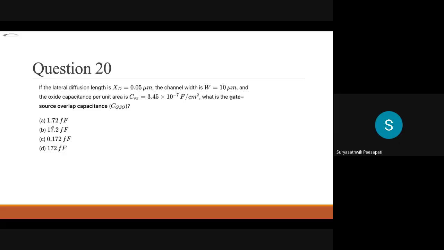Cox into W into XD, ma'am. It is the formula for it, ma'am. Okay, so which one is the right option? Option A, ma'am, 1.7. 1.7? Just a minute. So others also try, then we are going to calculate it.